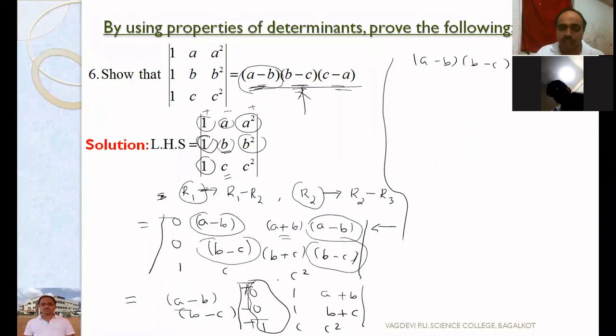You get the same answer. But I will take that row, that column which contains more number of zeros. The terms are very small. So by taking the first column, I'll expand it, and what I get, I will show you.